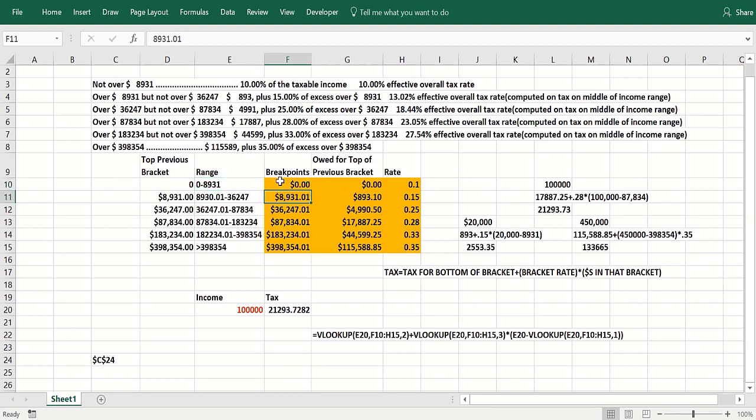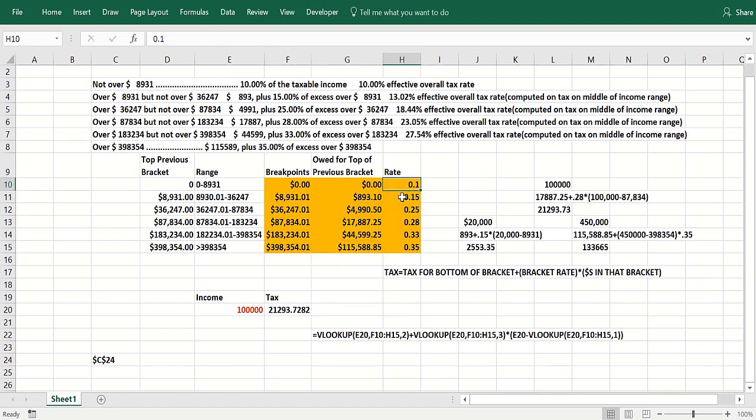Okay, so notice because we do a VLOOKUP TRUE, up to 8,931 we should get data from this row. Between 8,931.01 and 36,247, we should get data from this row. And you remember that's how VLOOKUP TRUE works. And if we make over 398,354.01, we should get data from this row. So what data do we need?